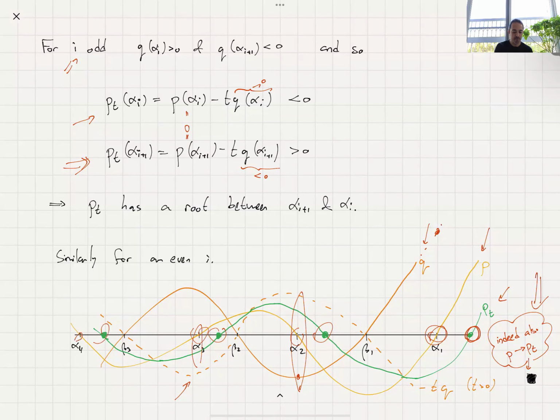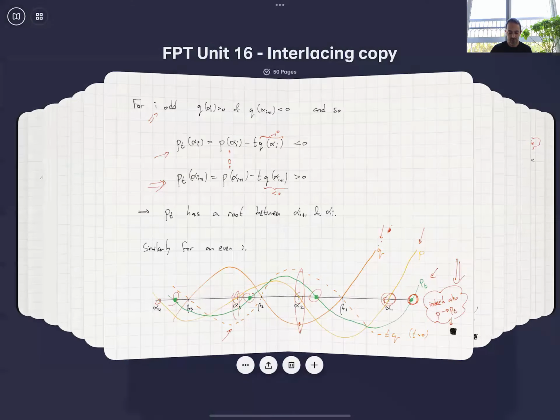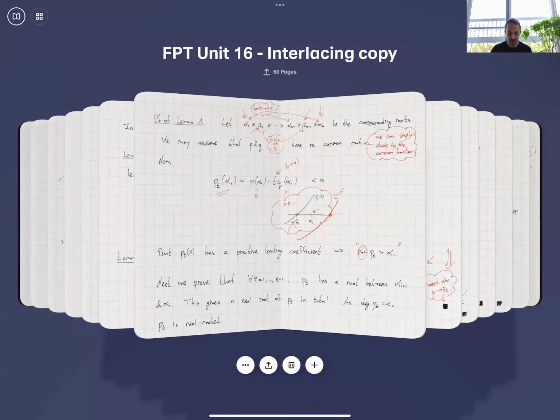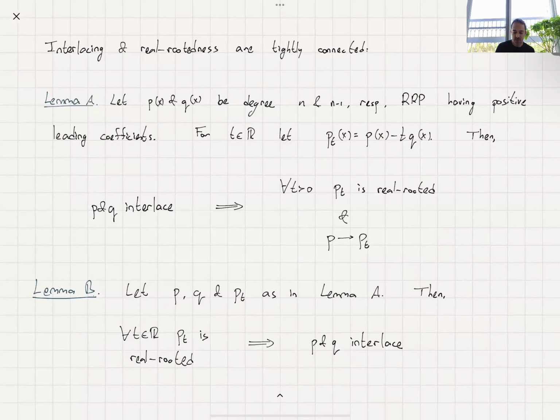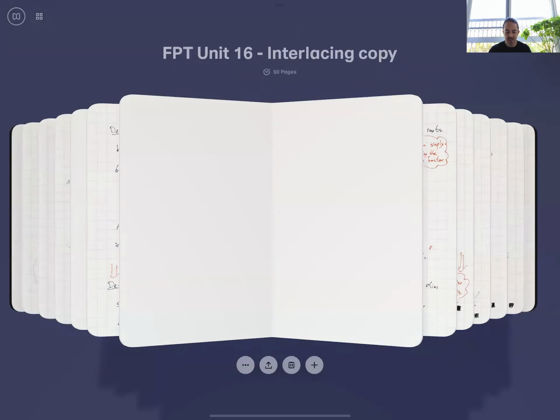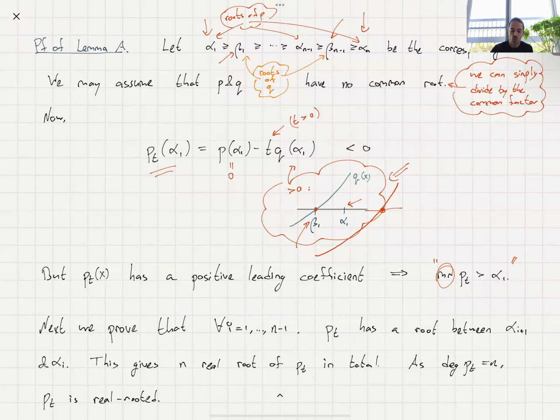Okay. Now, as for the remark that I said earlier about the equivalence, the fact that this actually implies that PT is real-rooted for any T in R, but you just then have to remove that. But that's kind of obvious by the proof. So where did we use the fact that T is larger than 0? We use it all the time, but always in one direction.